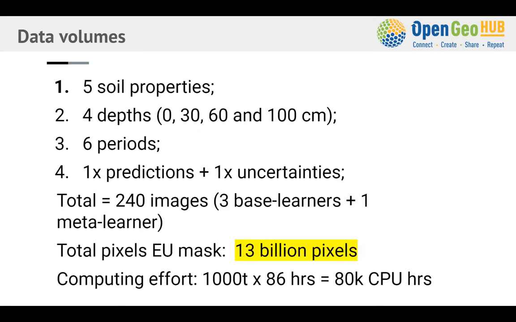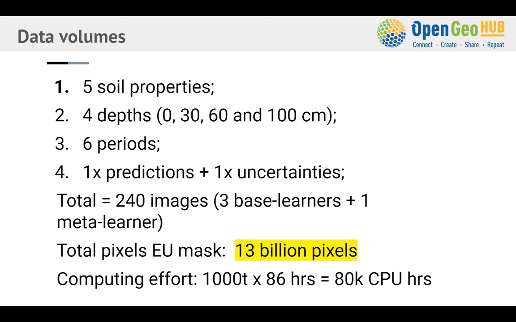It's a large data set. We're doing 5 soil properties now. We would like to extend to 10 soil properties. We do 4 depths. We could maybe do 6 depths. And we do 6 periods now, and we would like to add periods. But when you sum up the 5 properties, 4 depths, 6 periods, and predictions and uncertainty for every pixel, you get 240 images. One image is 13 billion pixels.